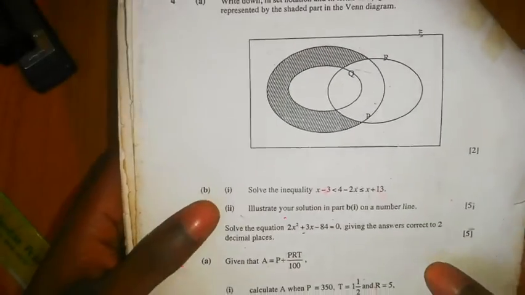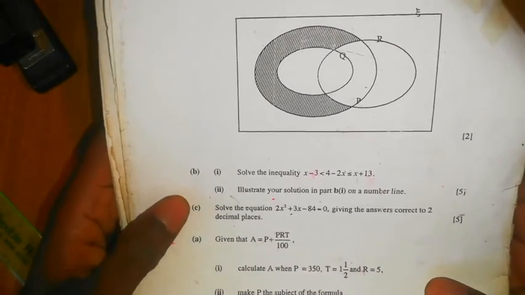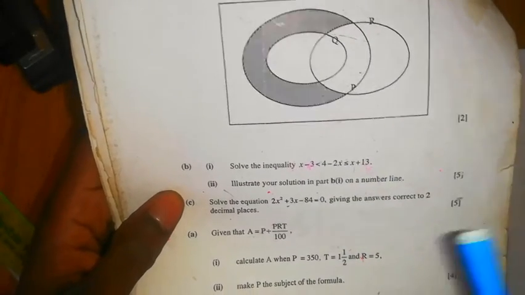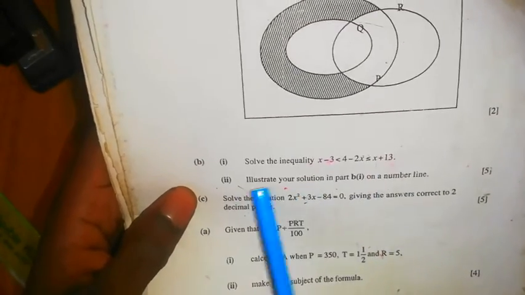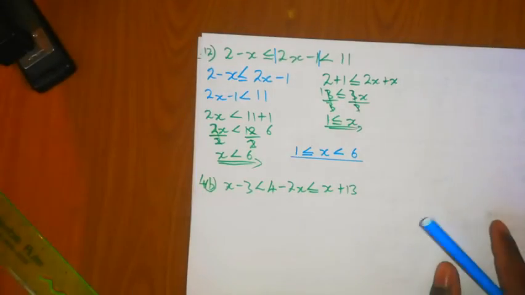Here comes our other example. It's number 4b. It's from 2014. It's a replacement paper. Solve the inequality. You are not given the format in which your answer is supposed to be arranged. So you understand how we factor in that concept. Then in this case, we are required to illustrate our solution on a number line. So let's try to solve this inequality.